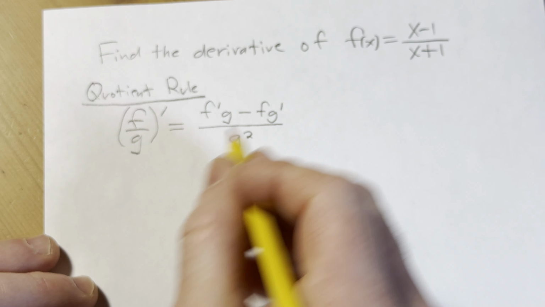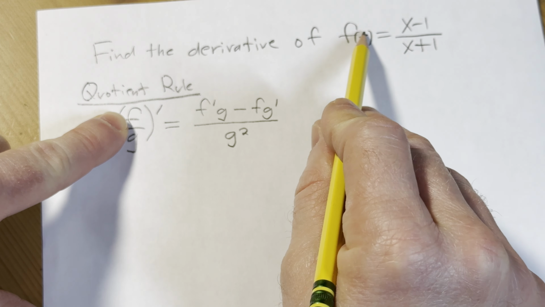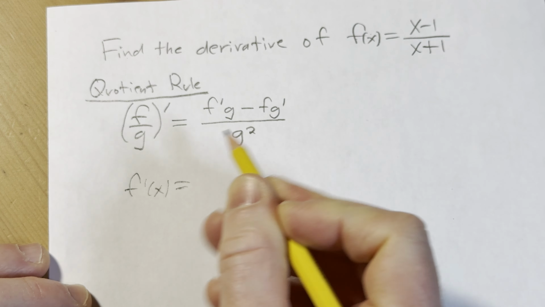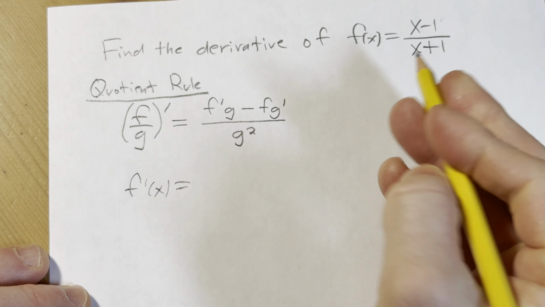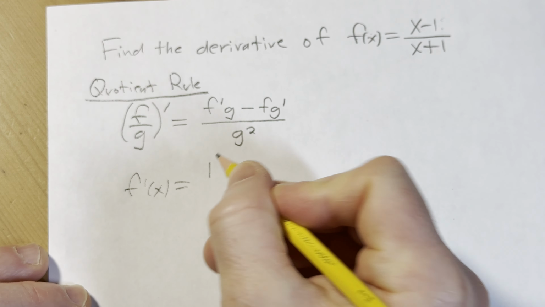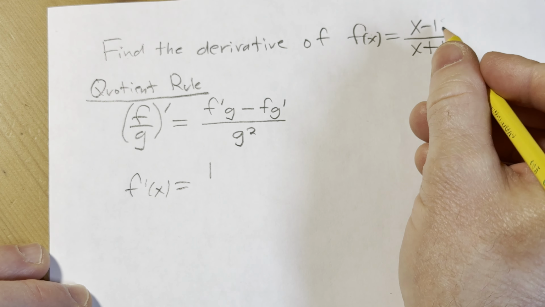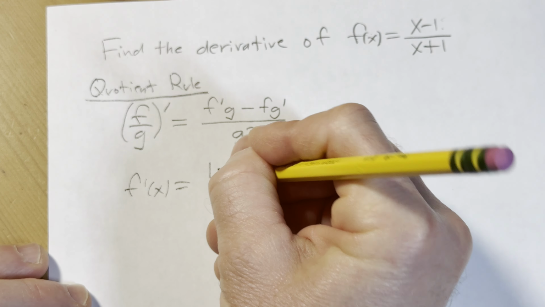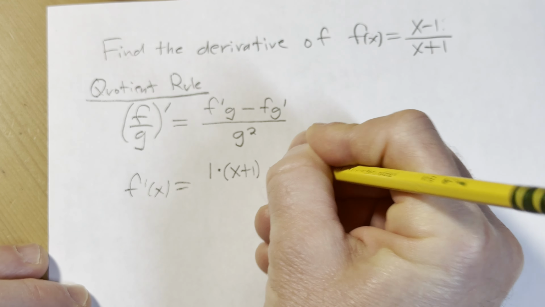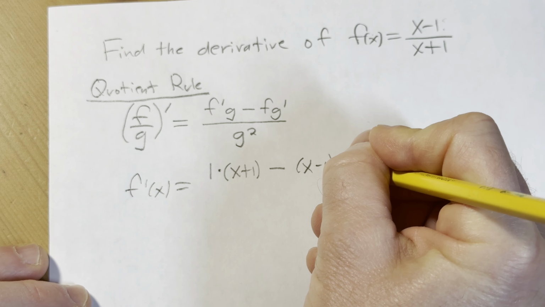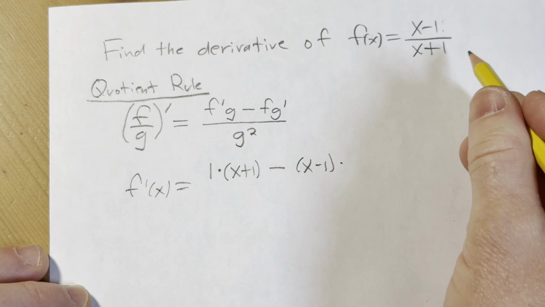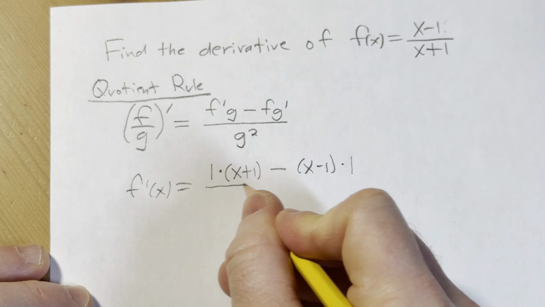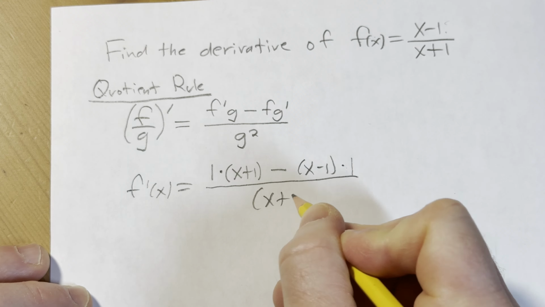All right, so applying it to this problem, note this f is different from this f. So f prime of x, so take the derivative of the top, okay? Well, the derivative of x minus 1 is 1, because the derivative of x is 1 and the derivative of negative 1 is 0. So it's the derivative of the top times the bottom minus the top times the derivative of the bottom, which again is 1 because the derivative of 1 is 0, the derivative of x is 1. All over the bottom one squared, so x plus 1 quantity squared.